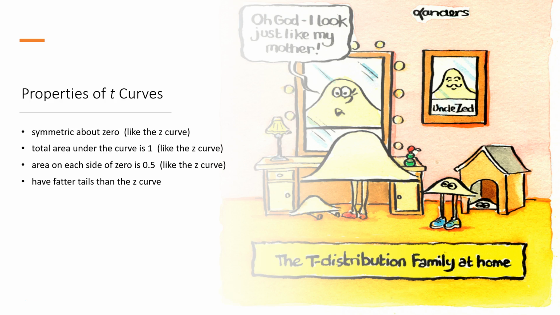So some properties of t-curves. We've got a family of these bell-shaped distributions. They're going to be symmetric about 0, just like our z-curve. The total area under the curve is going to be 1, just like the z-curve. The area on each side, once again, is going to be split evenly. But the big difference is that it's going to have fatter tails than your z-curve.